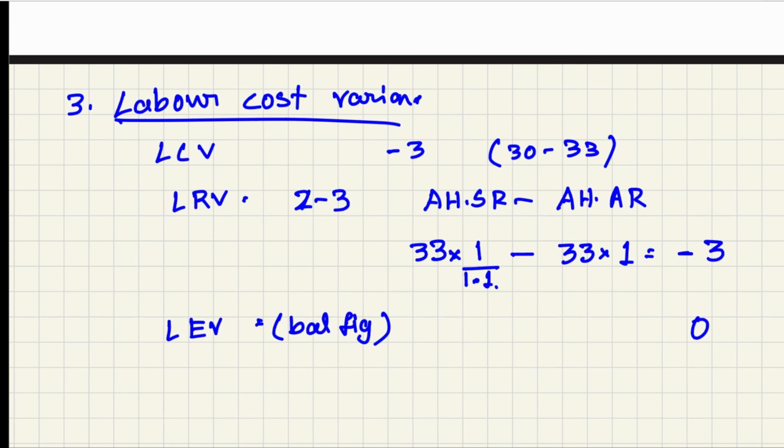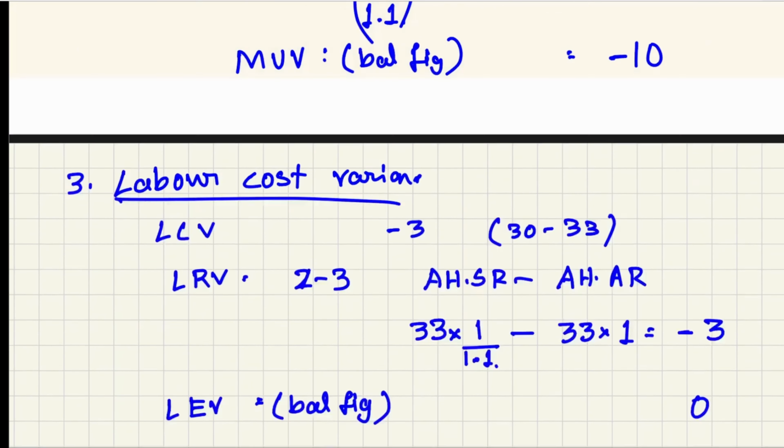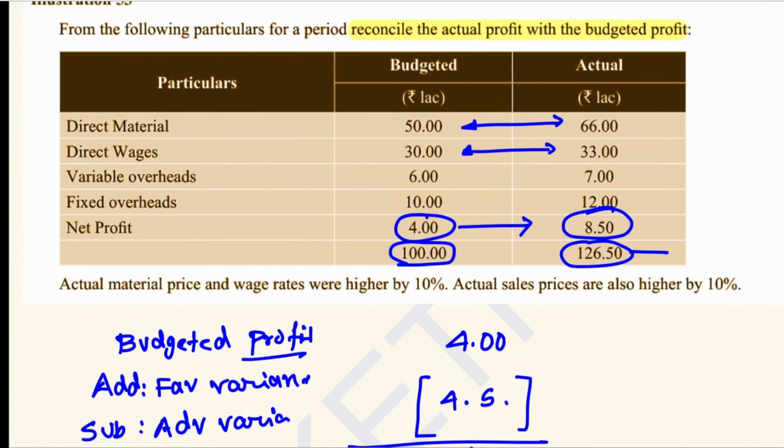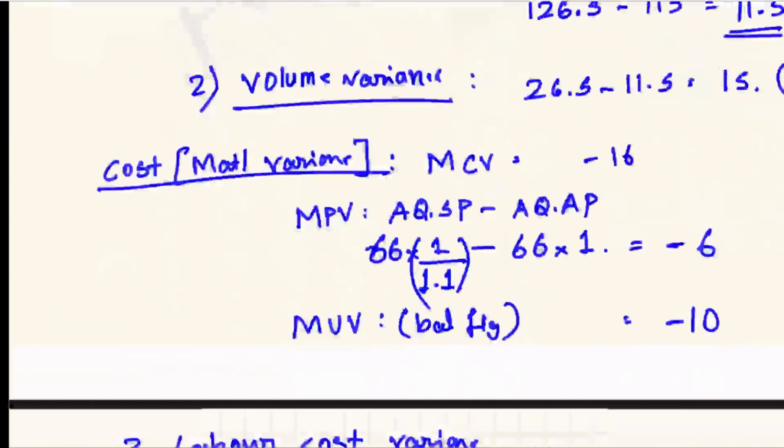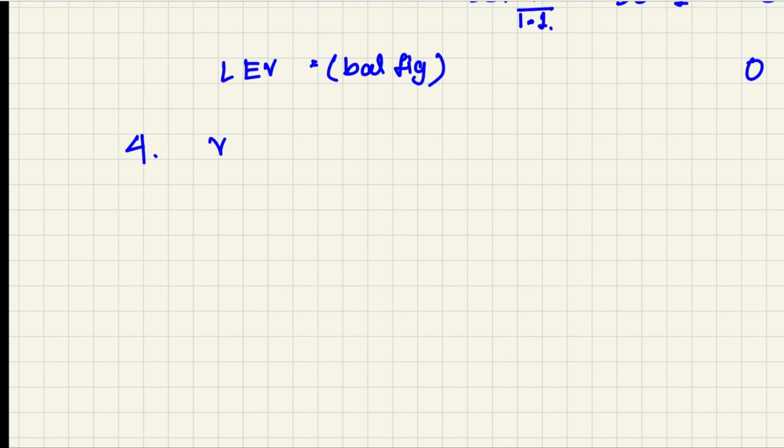Now the fourth one, what is given? Variable overhead and fixed overhead. Here we can do the same way, or directly we can take variable overhead cost variance and fixed overhead cost variance. So here it is -1, here it is -2. So we can write it here. Variable overhead cost variance is equal to -1. Then fixed overhead cost variance is equal to -2.